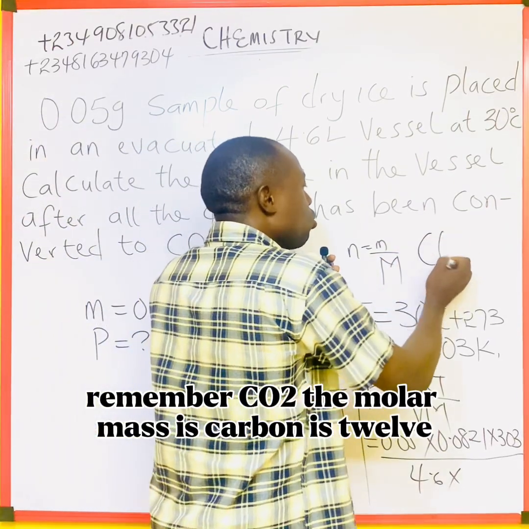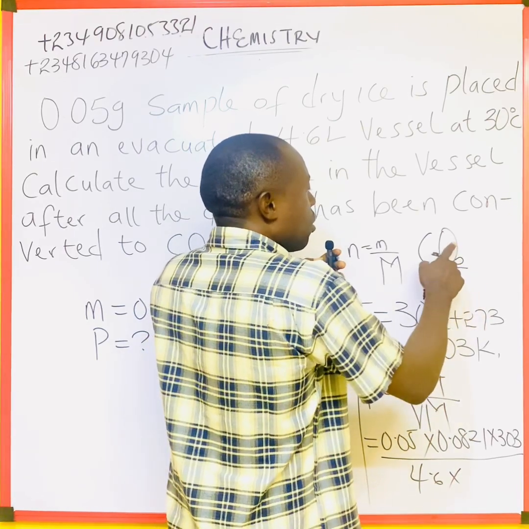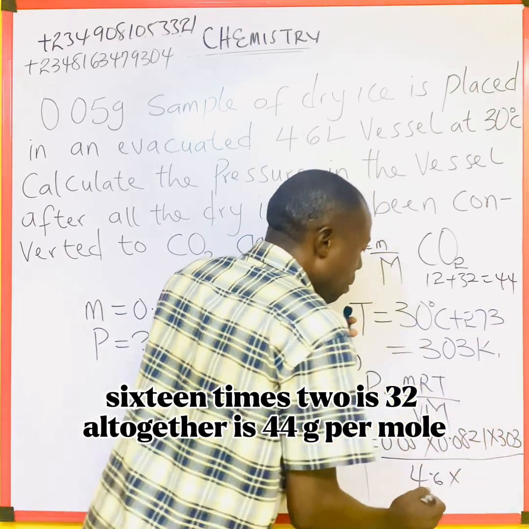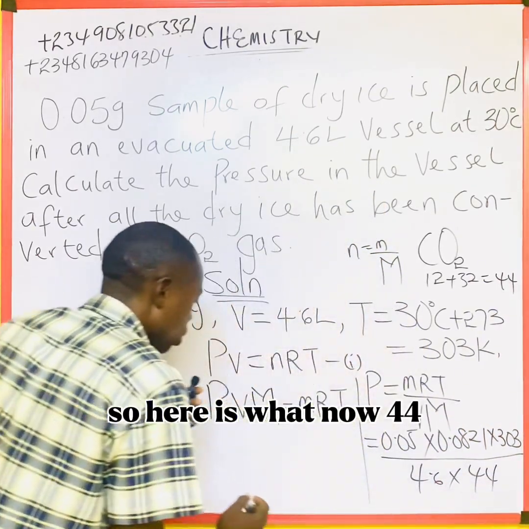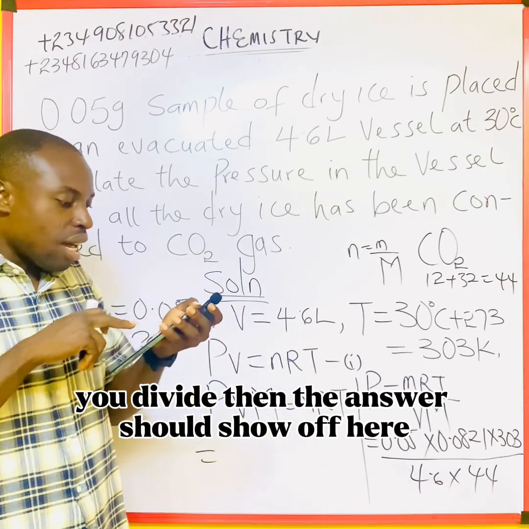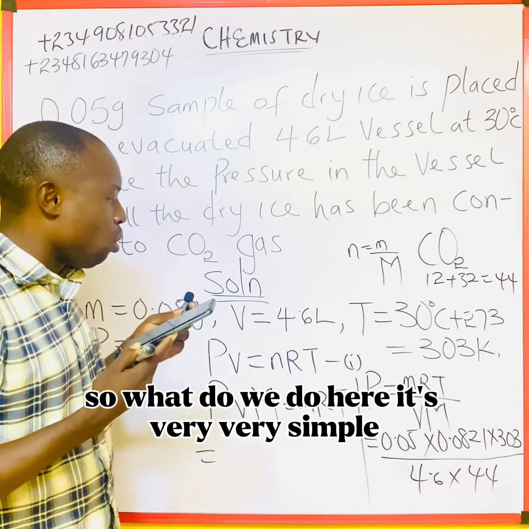Remember, CO2, the molar mass: carbon is 12, 16 times 2 is 32. Altogether is 44 gram per mole. So here is 44. By the time you multiply and divide, the answer should show up here. So what do we do here? It's very, very simple.